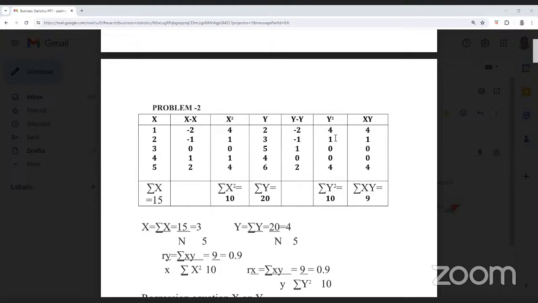2 into 2 it is a 4. 1 into 1 it is a 1. 1 into 1 it is a 1 only, because by mistake the 0 has come. 0 into 0 it is a 0. 2 into 2 is a 4. The total y square is a 10.